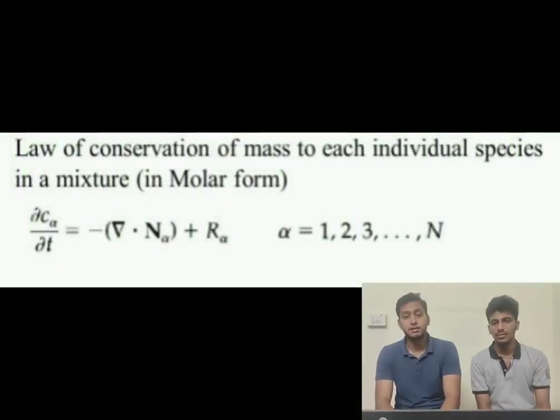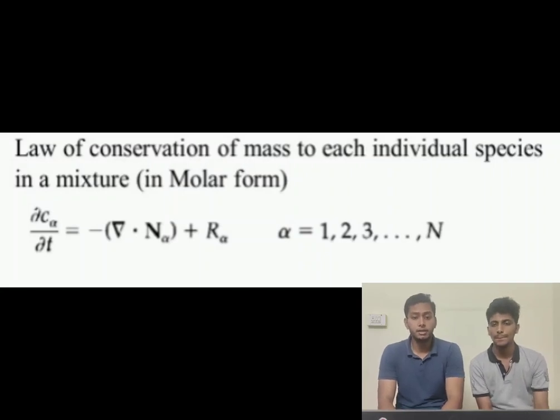Let's read the equation first. Rho dC alpha by dt is equal to minus del dot N alpha plus R alpha, where alpha ranges from 1 to the number of species in the mixture. C alpha is the molar concentration of species alpha in mole per meter cube or kilomole per meter cube. N alpha is the molar flux of species alpha. R alpha is the rate of molar production or consumption due to chemical reaction.